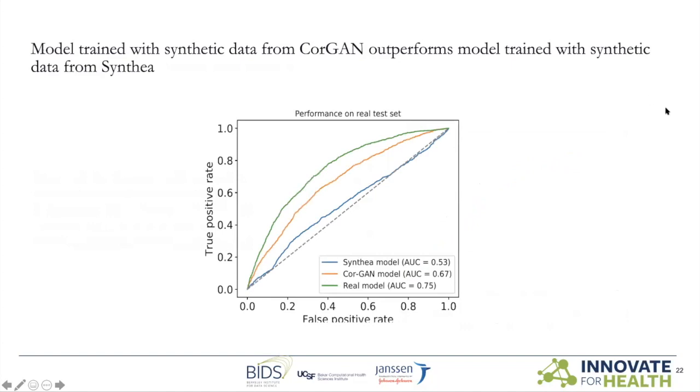On better news, we also looked at training models with purely synthetic data and then testing them on a real data set, comparing that performance to models trained on the real data. So here we have a model for the transfer to ICU prediction, trained on real data, tested on real data, in green with an AUC of 0.75. We then trained a model with purely CorGAN data and we're able to recapitulate at least the majority of that performance with an AUC of 0.67.